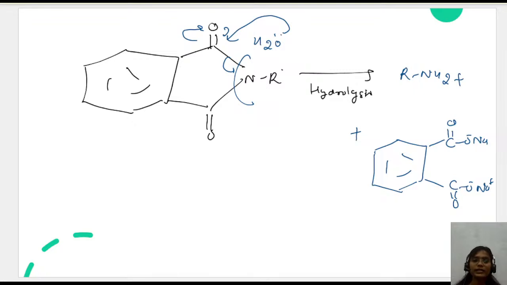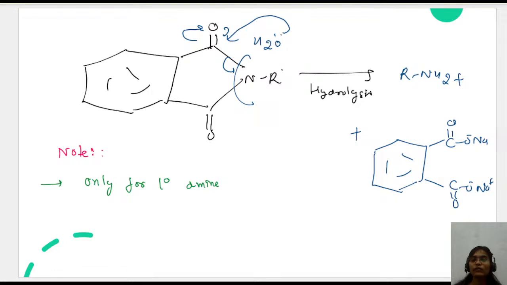Okay, so now let's discuss some important points, or you can say the note. The note is very important. So what is the note here? The first point is that it is only for primary amine. Only for primary amine preparation. Okay, now can I form aromatic amine? Anyone? From this method, can I form aromatic amine?